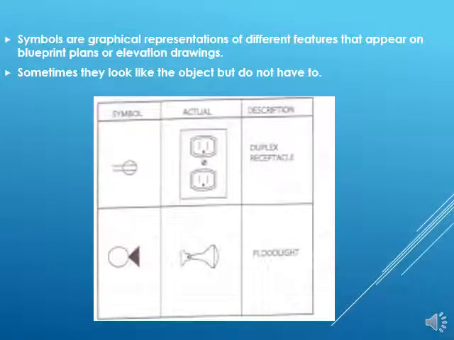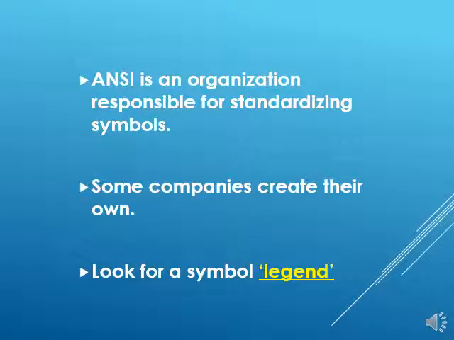Symbols are a graphical representation of different features that appear on blueprint plans or elevations. Sometimes they look like the actual object, but they don't have to. ANSI and ISO are organizations responsible for trying to standardize symbols. Some companies do create their own symbols, however. Always look for a symbol legend on your drawing to help identify symbols.